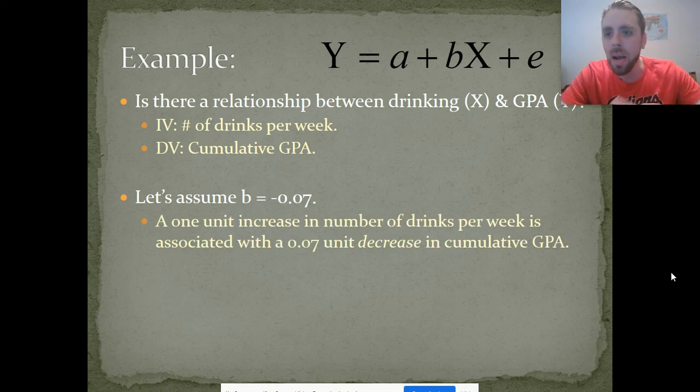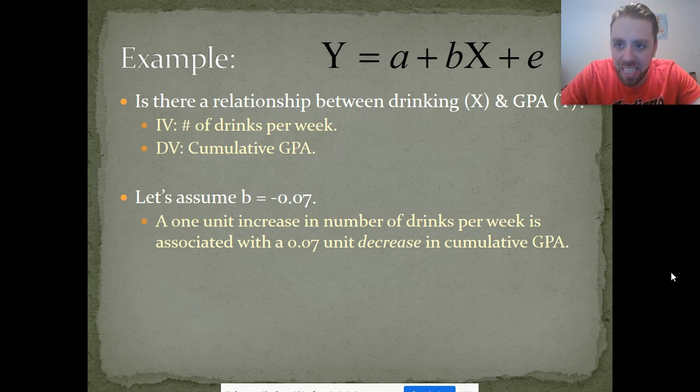So here's how I would interpret that. Once the equation spits out negative 0.07, a 1 unit increase in number of drinks per week is associated with a 0.07 unit decrease in cumulative GPA.